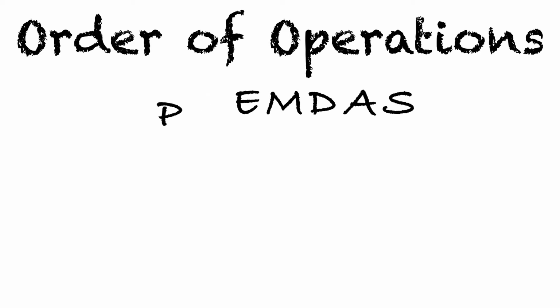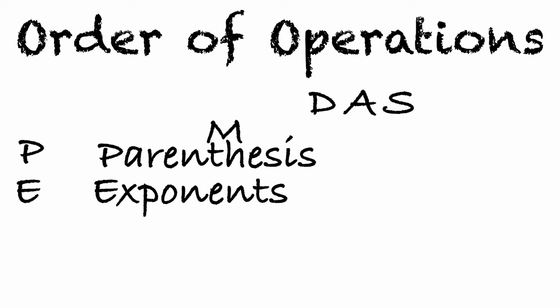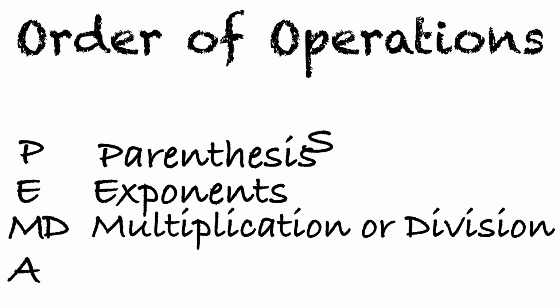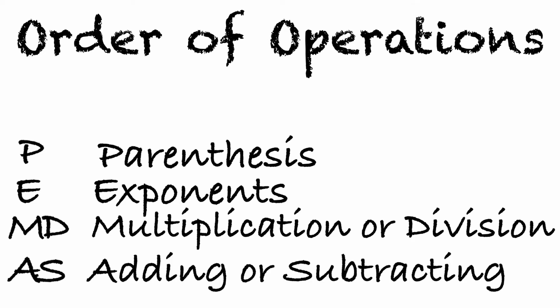What does this mean? Good question. P for parentheses, E for exponents, M for multiplication, D for division, A for adding, and S for subtracting. You got it? Great! Now that we have a small trick to help us, let's dive deeper into the rules. We need to follow this order.